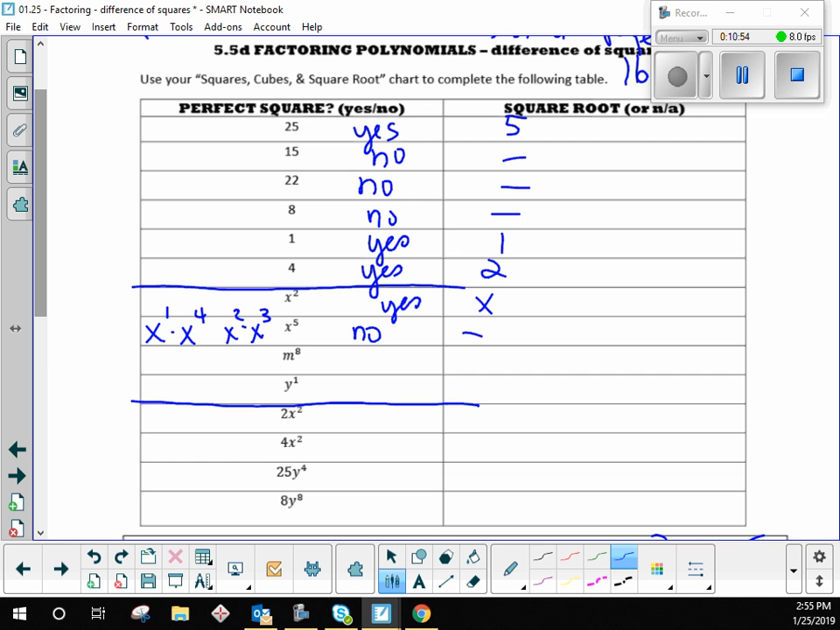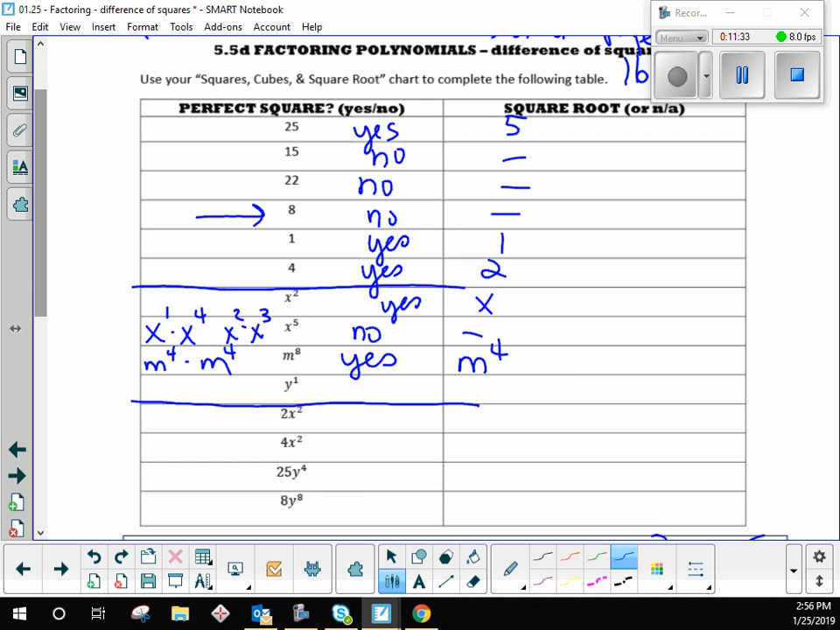What about m to the 8? It's a yes, because what kind of number is 8? It's not odd, it's even. What times itself would give me m to the 8? M to the? Well, I just need 2 of them, because it's a square root. 4. 4 and 4. M to the 4th times m to the 4th gives me m to the 8. So even though here, when 8 was just a number, we'd say that's not a square root, when 8 is the exponent, we say, yes, this is a perfect square, and the square root is m to the 4.